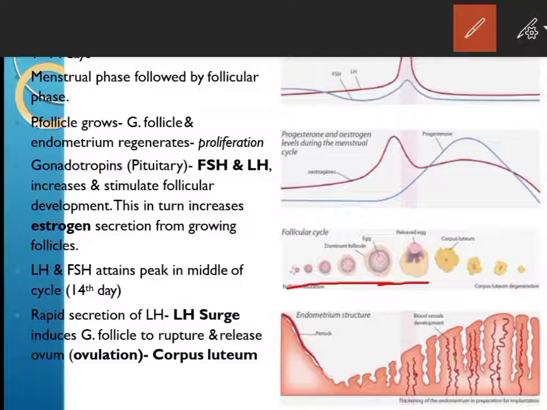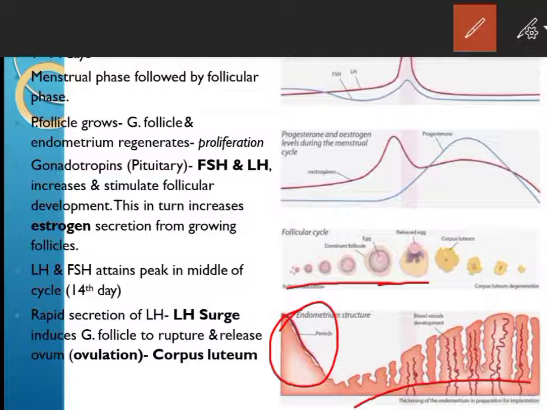Then simultaneously the endometrium of the uterus regenerates. Okay, here this is the first phase, the menstrual phase, and in the follicular phase there will be regeneration. Again there will be formation of the endometrium layer in the uterus.